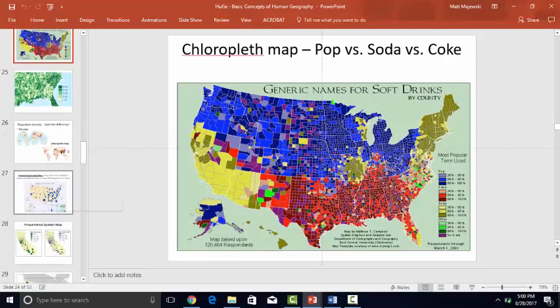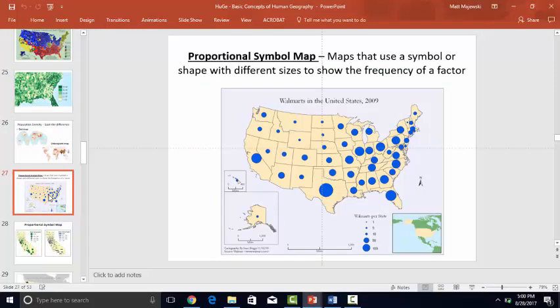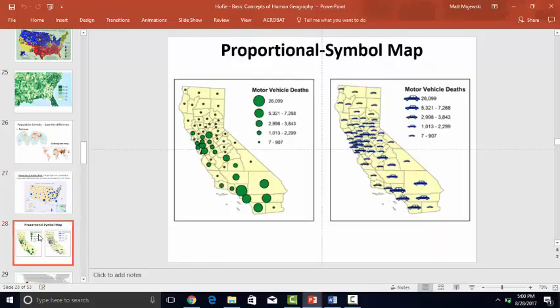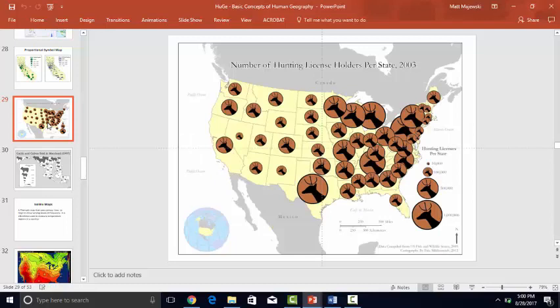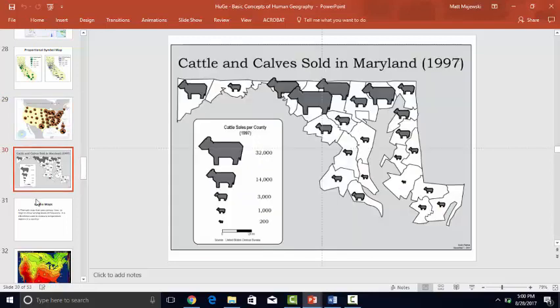All right? Let's get to proportional symbol, or graduated symbol, also known as graduated, right? It's a map that uses a symbol or a shape that is different sizes, smaller or larger, to represent the frequency of the factor being measured. This one was Walmarts, remember. Texas had a lot. Montana had very few. Proportional symbol can be any symbol, remember. No matter what the symbol is, it's larger or smaller, depending on what it is that's being measured in each area, right? Proportional symbol, bigger ones mean more of whatever it is being measured. Smaller proportional symbols mean there's fewer in that area.